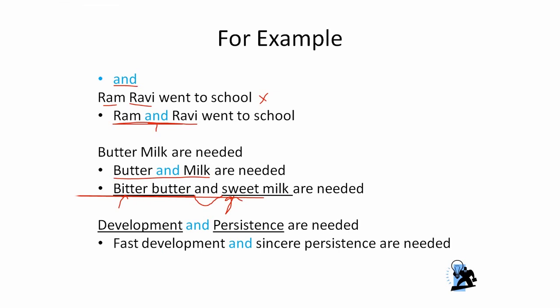The same goes here. "Development and persistence are needed." "Fast development and sincere persistence are needed." So basically it is development, persistence, and they are joined by "and". But this time we say it is sincere persistence and fast development, they are joined. So that entirely is one big noun segment: fast development and sincere persistence. So therefore, I can safely say that conjunctions are absolutely non-binders because they do join nouns.